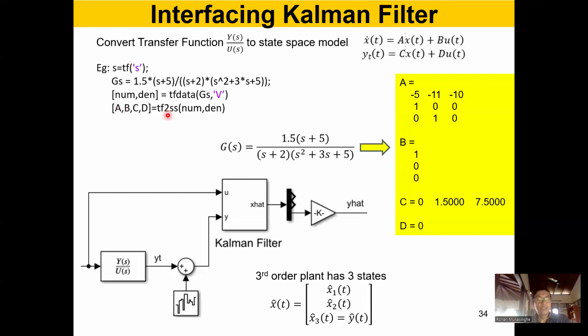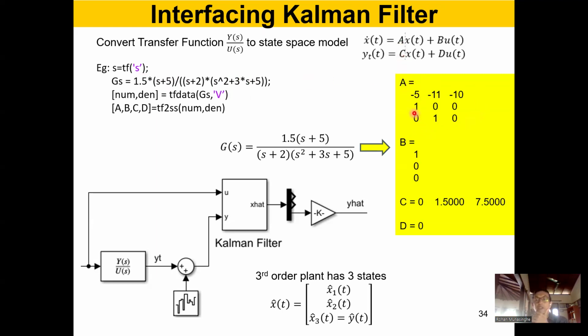And then run this line: [A,B,C,D] = tf2ss, transfer function to state space. So this is the command that you use to convert a transfer function to a state space model. You give the numerator and denominator as your arguments, and it gives you this result. I've taken it from my MATLAB, for this transfer function.